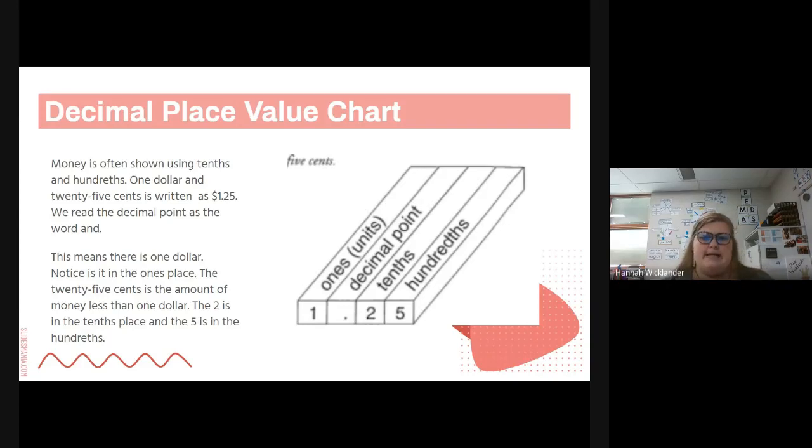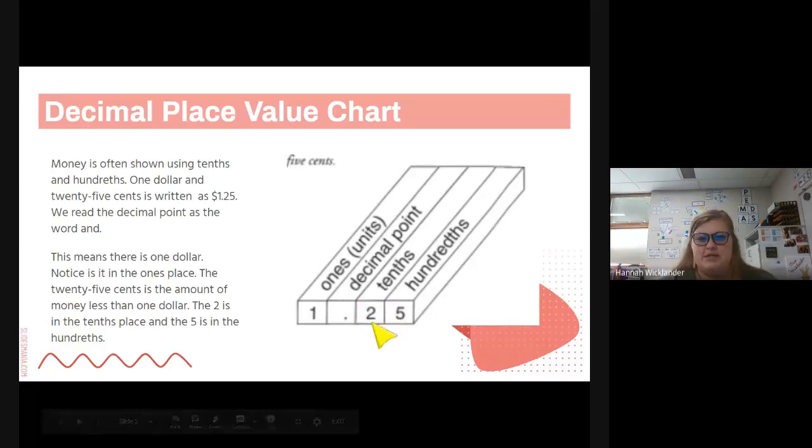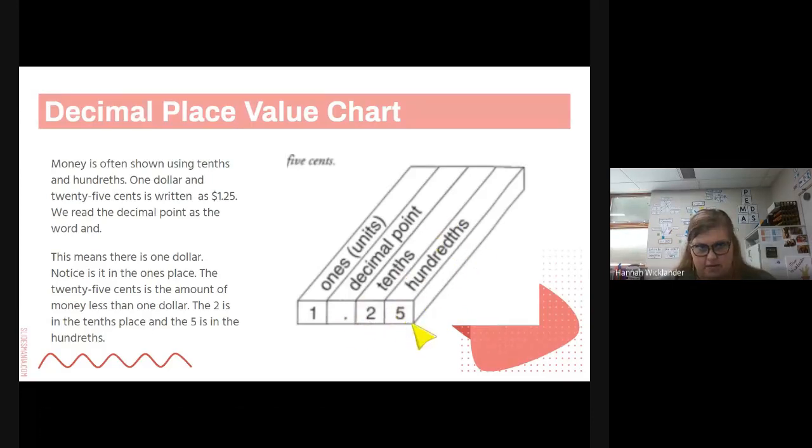$1.25 is written as $1 decimal 25. And we read the decimal point as the word and. This means there's $1.25. So the 1 is in the ones place, decimal point, and then the 25 cents, the 2 goes in the tenths, and the 5 goes in the hundredths.